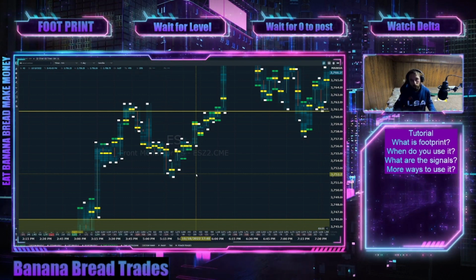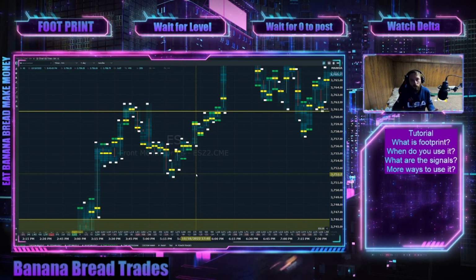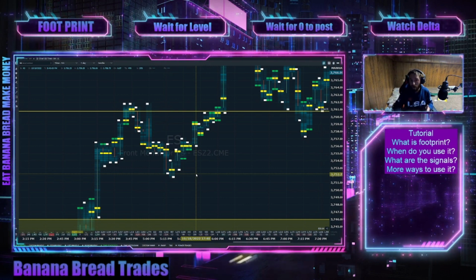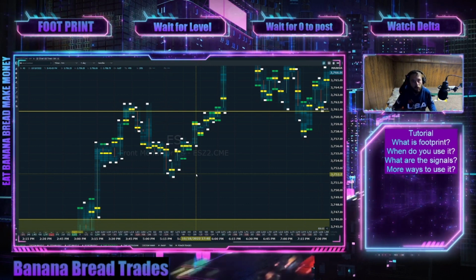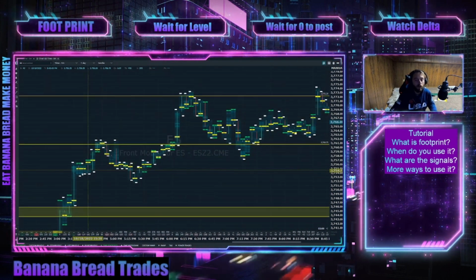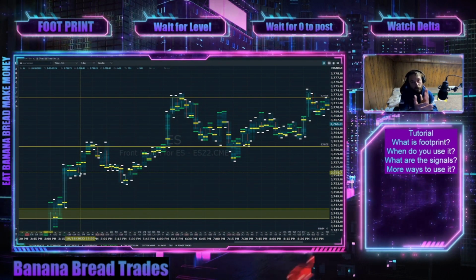Same thing with the low of day. If there's a white posted at the low of day, maybe we're not going any lower. If there's an unfinished auction at the bottom of the day showing that there's still buyers and sellers, maybe we go lower. So I will use those to kind of have a bias, but mostly I just wait for my levels.